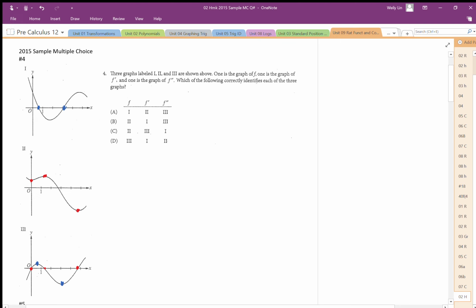So we end up with 2 is the initial function. This is a derivative going this way, and then going from 3 to 2, that represents the second derivative. So the answer is 3. 2 is f, 3 is f prime, and 1 represents the second derivative.